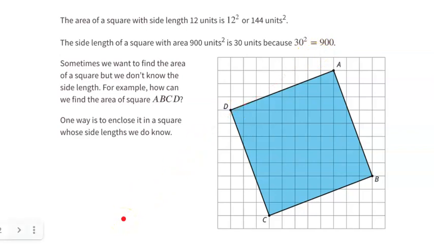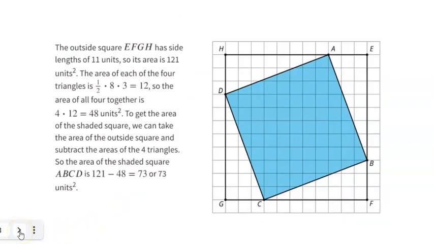Sometimes we want to find the area of a square, but we don't know the side length. For example, how can we find the area of square ABCD, here shown in the picture? So one way we can do that is to enclose it in a square whose side lengths we do know. So let's take a look at what that process would look like.